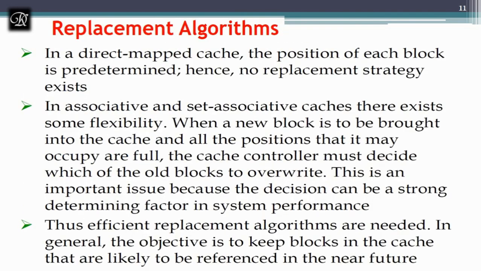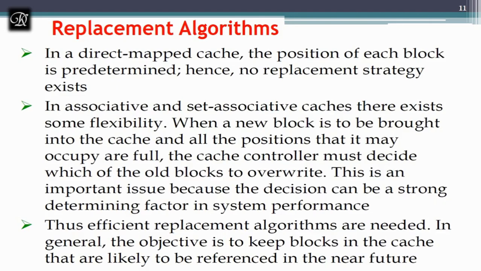Direct mapping, as I said, does not require a replacement algorithm because it works on the principle of modulus. If the number of word lines in the cache is 10 and I get some word number, I take the word number modulus the number of blocks in the cache. It gives some number, and based on that number it is going to replace. There is no other strategy, just the modulus operation. That is why it is not flexible.